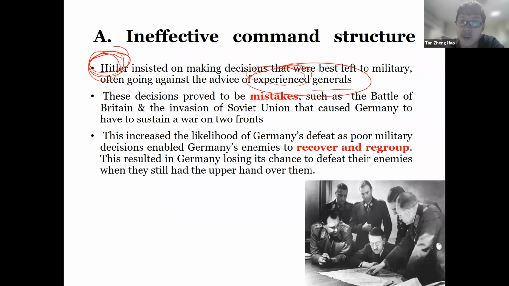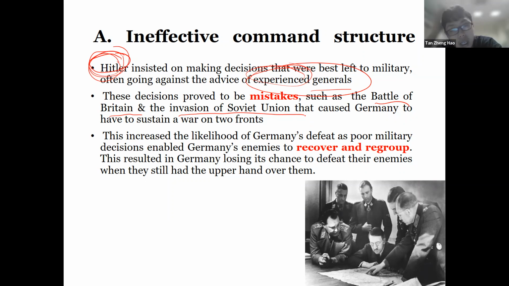If you can imagine, it's very hard to decide who you want to follow because of different considerations. If you disobey Hitler, maybe Hitler would know. If you disobey the general who sees you every day, they might find out and you might get punished. So it's very complicated. And worse still, some people follow Hitler's idea, some people follow the general's idea, and there'll be very poor coordination. So this decision proved to be a mistake, as for example during the Battle of Britain and the invasion of the Soviet Union, which caused Germany to sustain a war on both fronts.